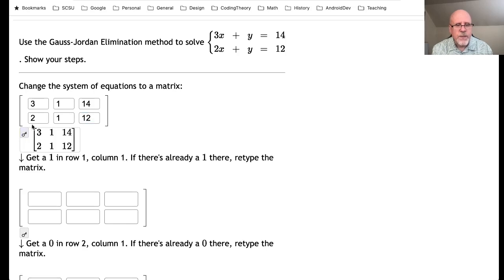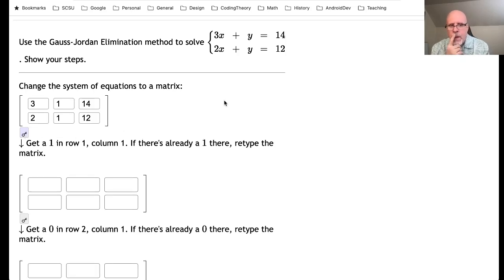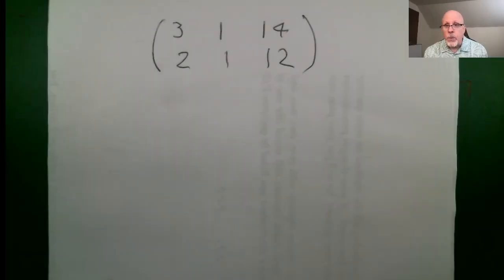I'm not sure if the student version has this, but as the teacher, you get this little button that you can check your work. And sure enough, I've got the same things as what that says. Then the next thing it asks us to do is to get a 1 in row 1, column 1. That is the 1, 1 position. If that's not a 1, then make a change so that it becomes a 1. So it's not a 1.